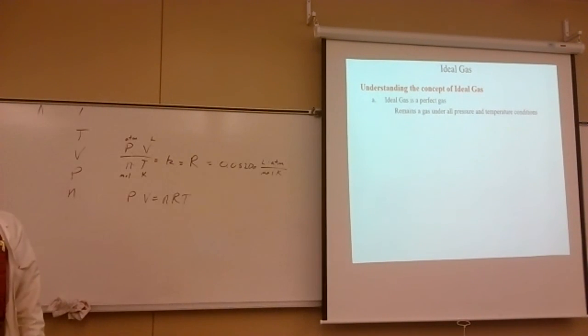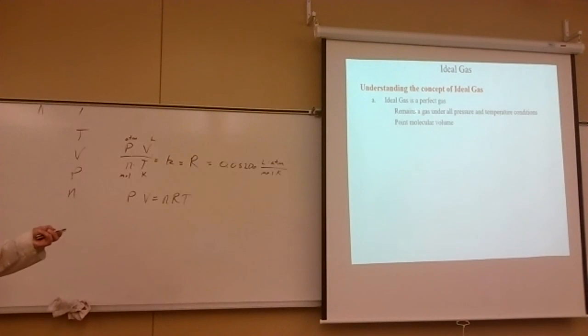But we know that doesn't happen. Because as you get closer and closer, the volume of the molecules means something. Even if they don't interact, they still take up space. And we know also that if you cool a gas down far enough, depending on the gas, it'll turn to a liquid. Right? So it's not a gas anymore. Like liquid nitrogen, if you cool it down to minus 195 degrees centigrade, you get a liquid. If you take helium, I think it is, and you cool it down to 4 degrees Kelvin, it'll turn into a liquid. So under those conditions, they're not ideal.